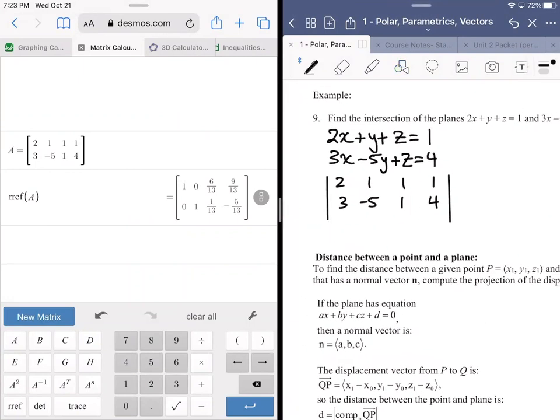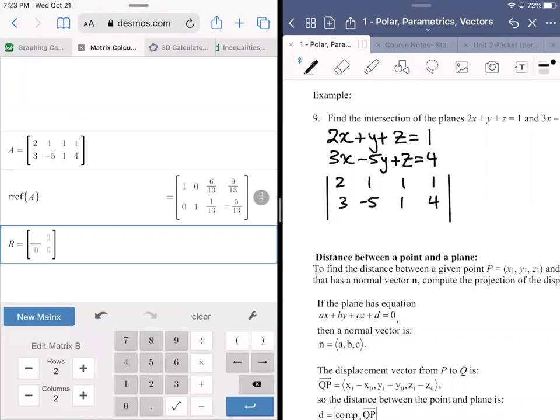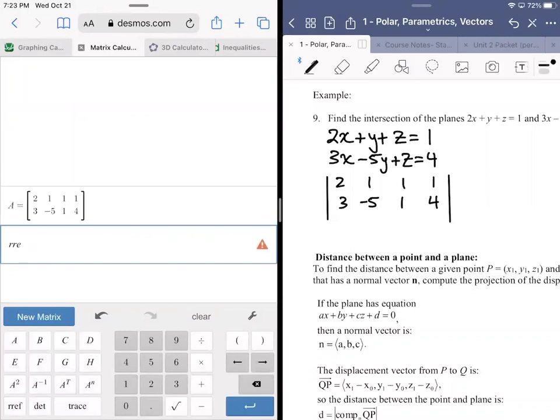Professor, sorry, can you show again on Desmos how you got the matrix format, how you type it? Sure. The first step, you select new matrix, and then at the bottom where it says edit matrix, you increase the column numbers. Okay, gotcha. Thanks. No problem. Oh, I just undid it. Well, I could do it again.